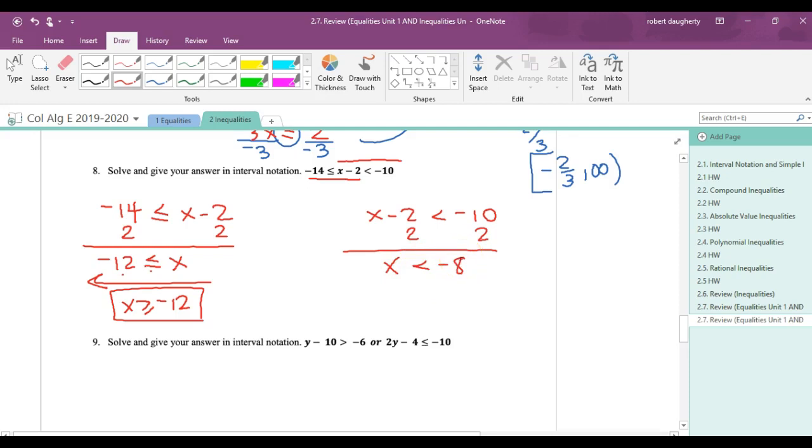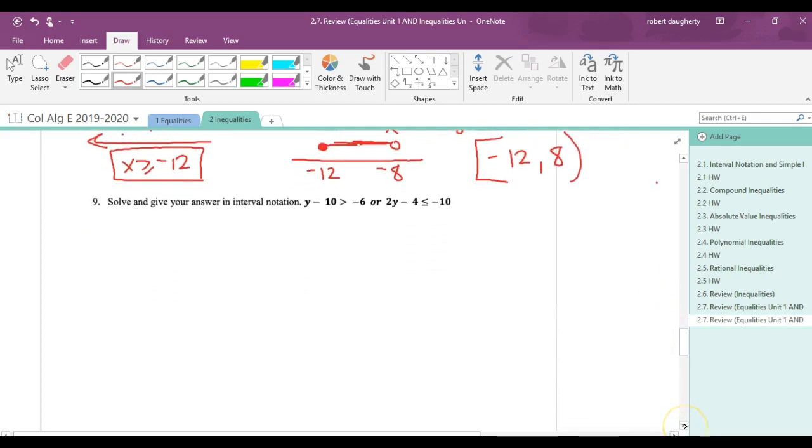So which of those is the smaller of the two numbers? That's negative 12. So on a number line, what does it mean to be greater than or equal to negative 12? Solid dot, shade to the right. Less than negative 8, open circle, shade to the left. So that's one interval. That interval is from negative 12 to negative 8. Bracket around the negative 12, parentheses around the negative 8.